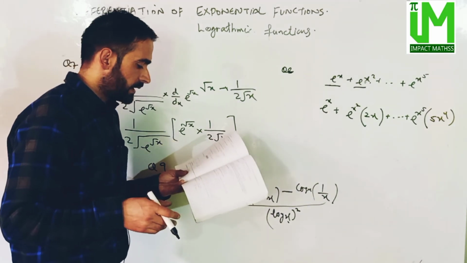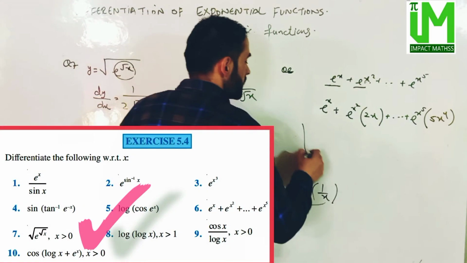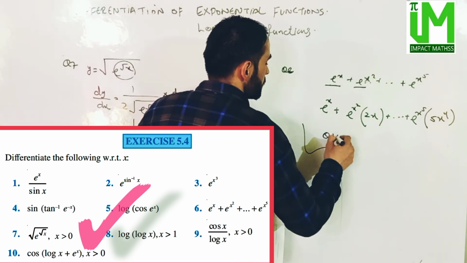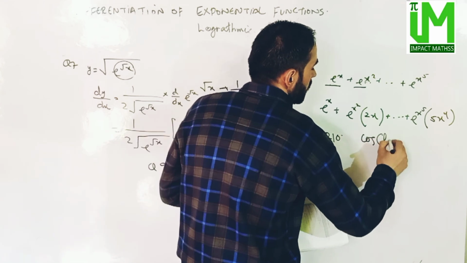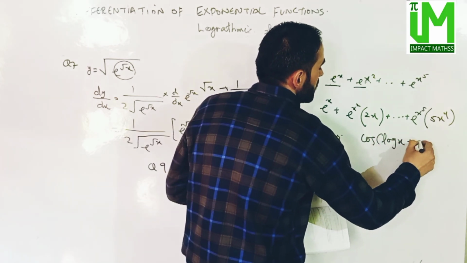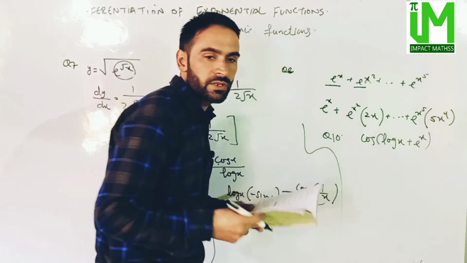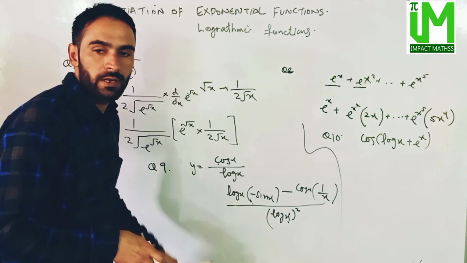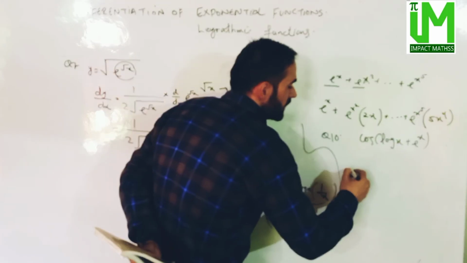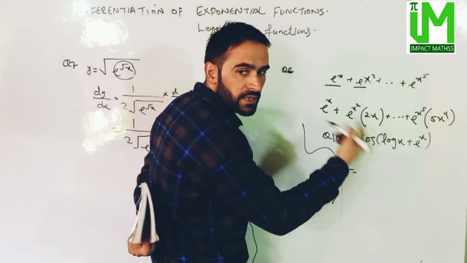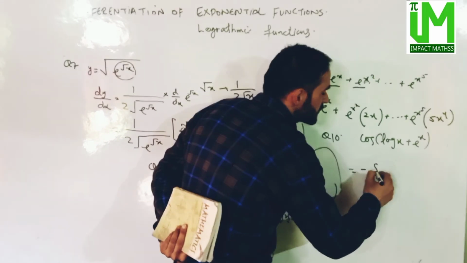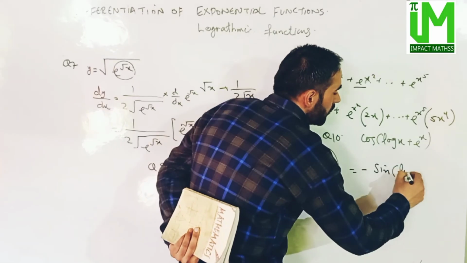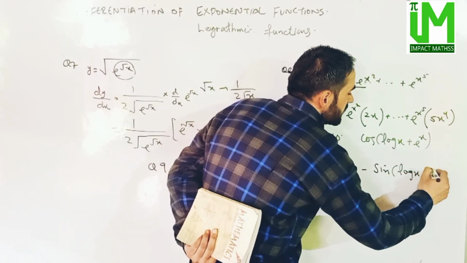So question number 10. Question number 10 फिर से simple है. So cos of log of x plus e raised to power x. ठीक है, cos of log of x plus e raised to power x. So again differentiating both sides with respect to x. So it will be cos x, cos x is minus sin of log of x plus e raised to power x.